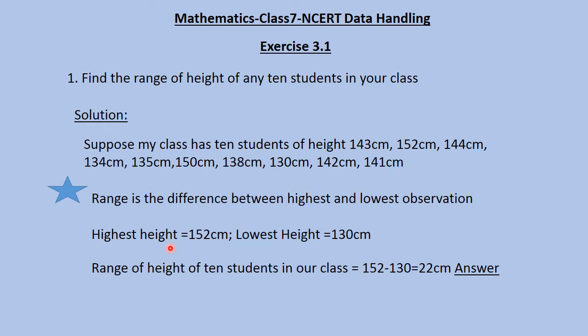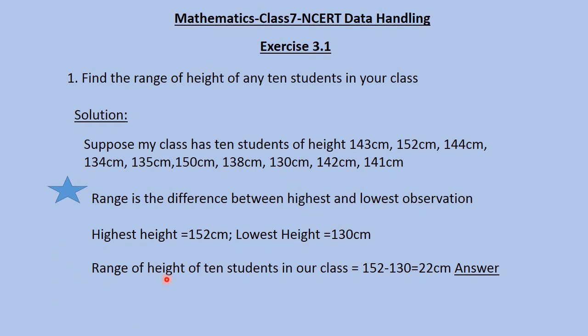So how do you find the range? Range is the difference between the highest and lowest observation. So here what is the highest observation? Among all these, 152 centimeters is the highest observation. And what is the lowest observation? Among all these, let us see which is the least number. 130 centimeters is the least number. So the highest observation is 152 centimeters, the lowest observation is 130 centimeters.